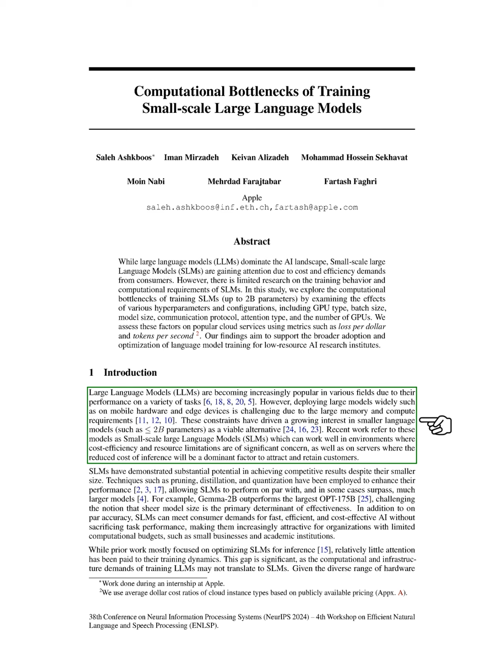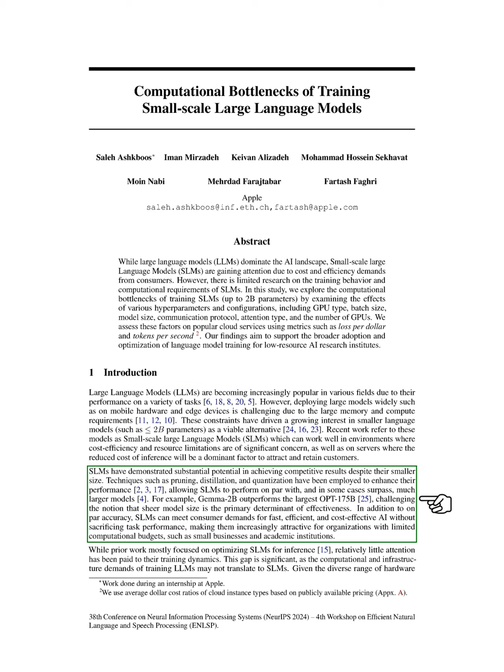These models are particularly useful in situations where cost and resource limitations are critical, such as on servers where reducing inference costs can help attract and retain customers. SLMs have shown impressive capabilities, often achieving competitive results despite their smaller size. We have seen techniques like pruning, quantization, and other optimizations that enhance their performance, allowing SLMs to match or even exceed the effectiveness of much larger models.